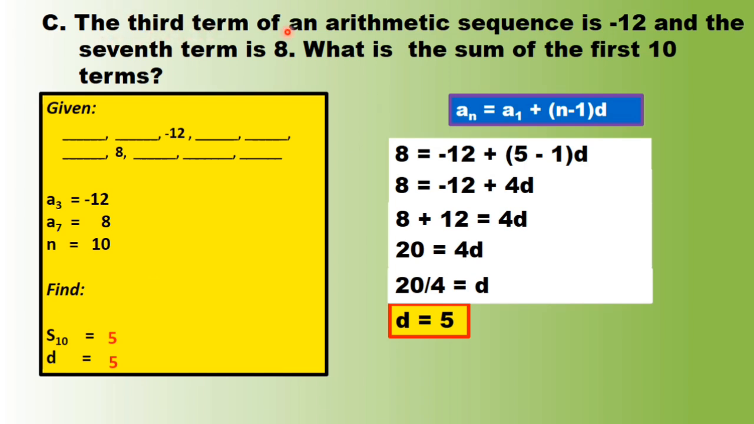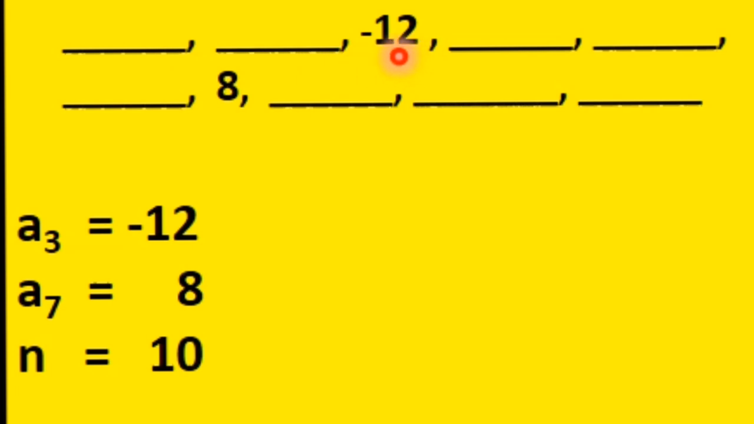The third term of an arithmetic sequence is negative 12, and the seventh term is 8. What is the sum of the first 10 terms? So, this is how it looks. This is the third term, negative 12, and the seventh term is 8. So, what is the sum of the first 10 terms? 1, 2, 3, 4, 5, 6, 7, 8, 9, 10.